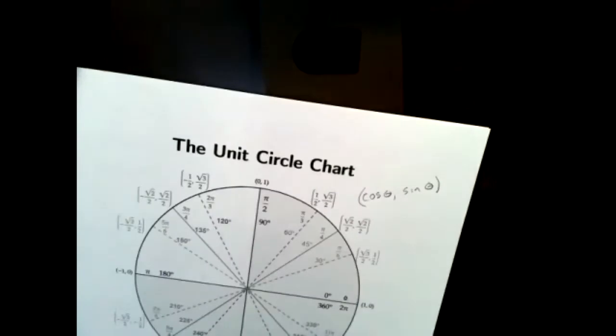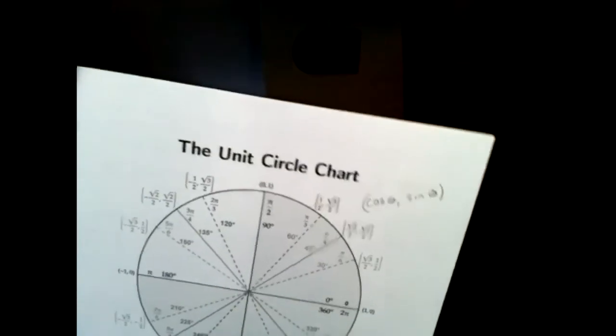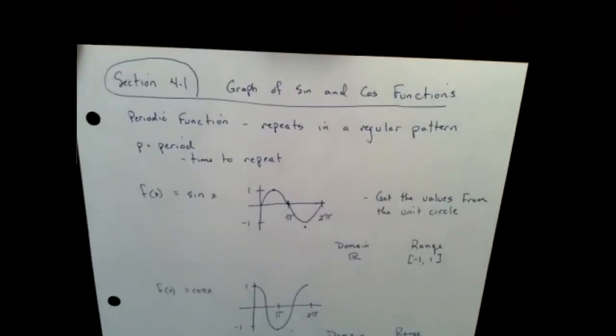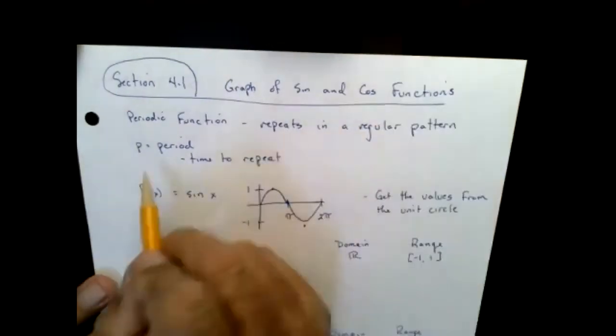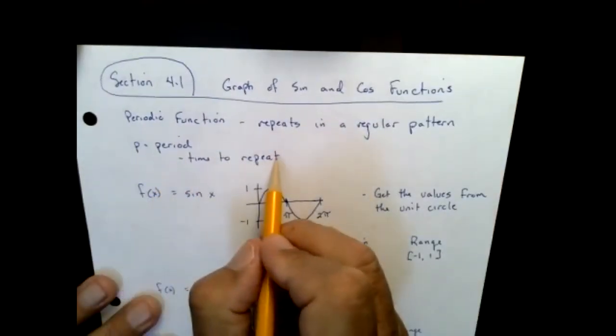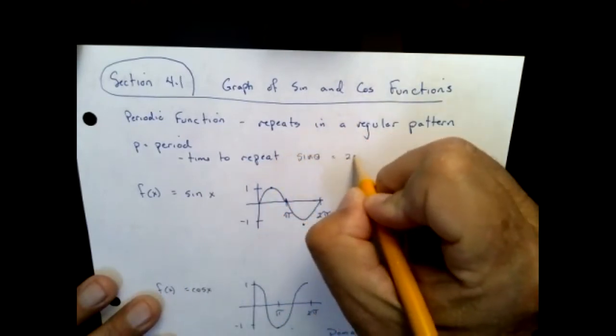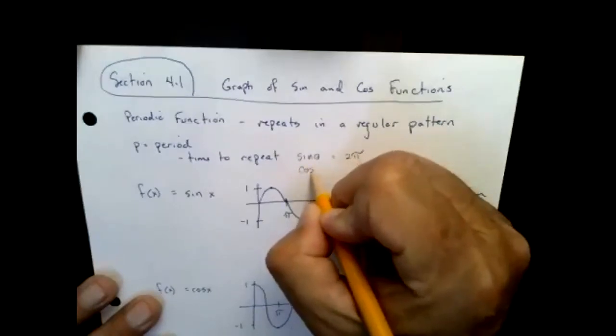That was a whole bunch of something, and now I need to talk about it. 4.1. The graph of the sine and the cosine functions. They are periodic functions. They repeat. And we knew for these two that they repeated. Their period, which is the time to repeat, for the sine was 2 pi and the cosine was 2 pi.